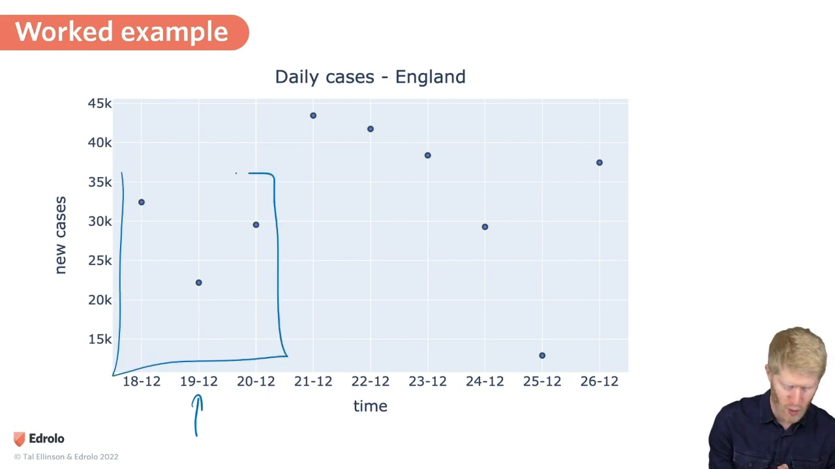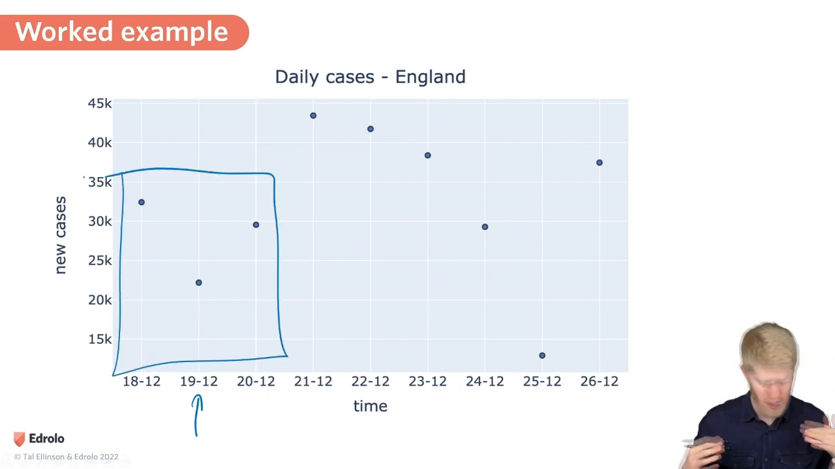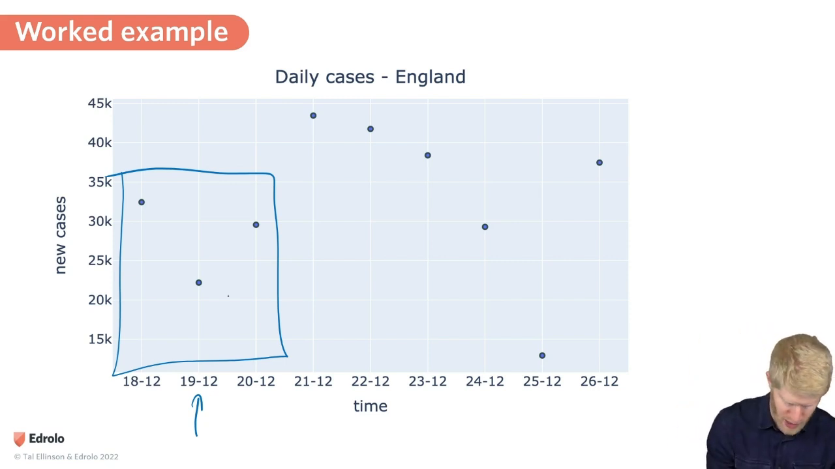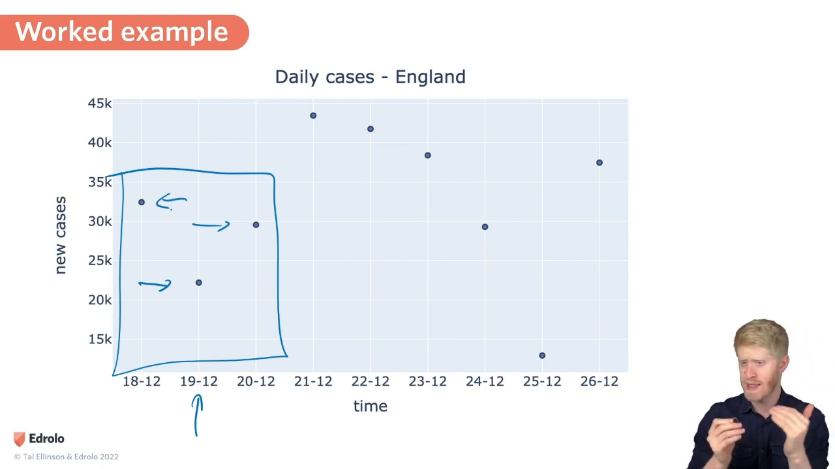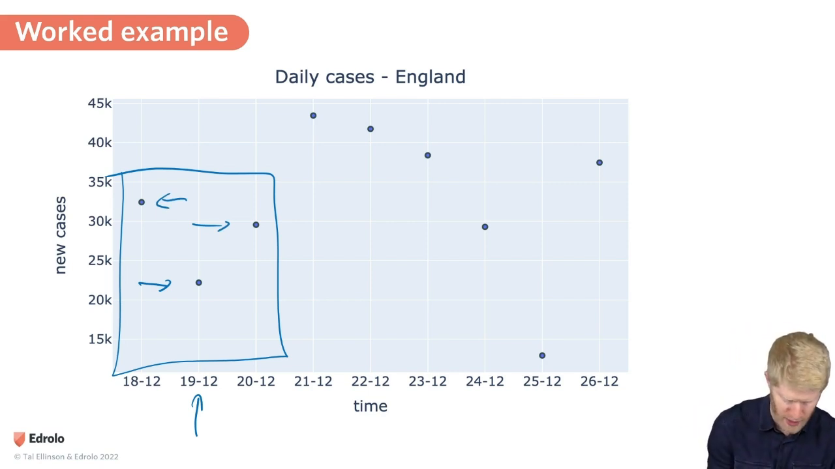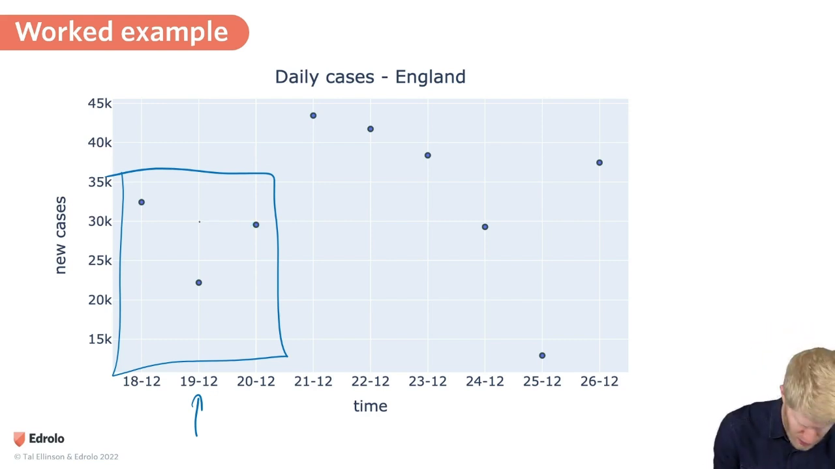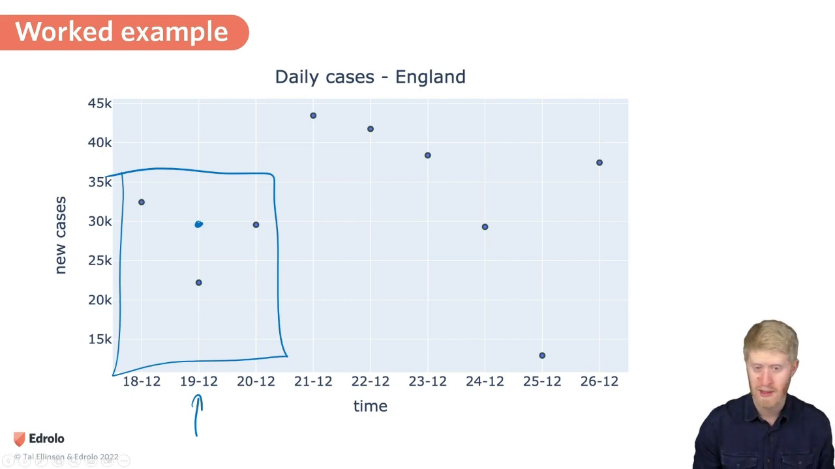The way that I do it is I want to take the median value, the median number of cases for those 3 points in the region. So I say, listen, I've got 3 options for the number of cases. Which one is in the middle? We can see pretty clearly that this point over here is the one in the middle. It's the median value. So that's going to be my new value for the 19th of December.